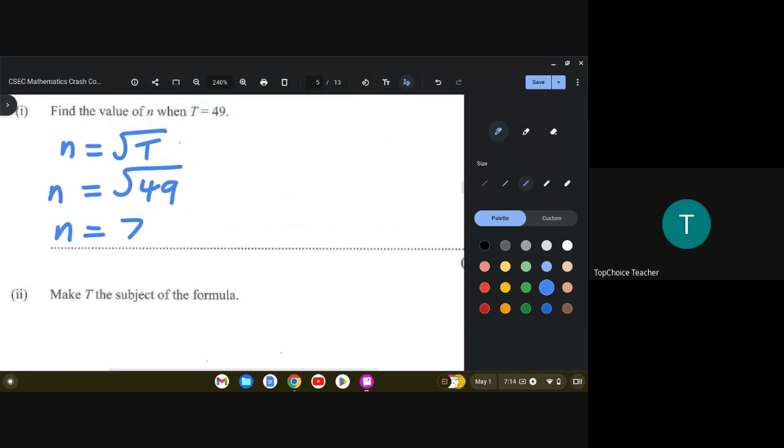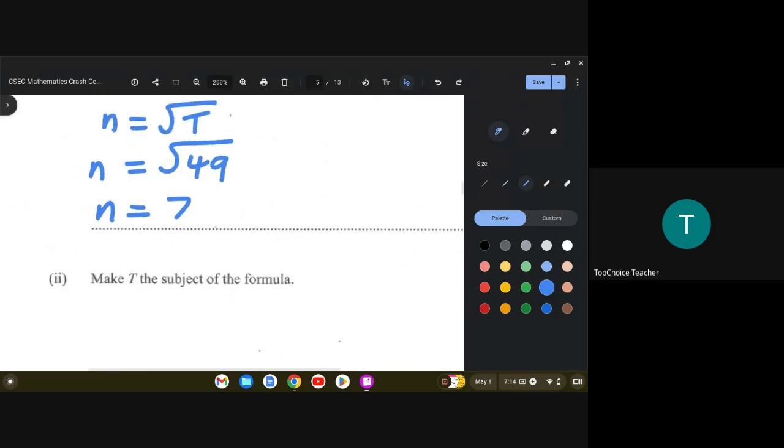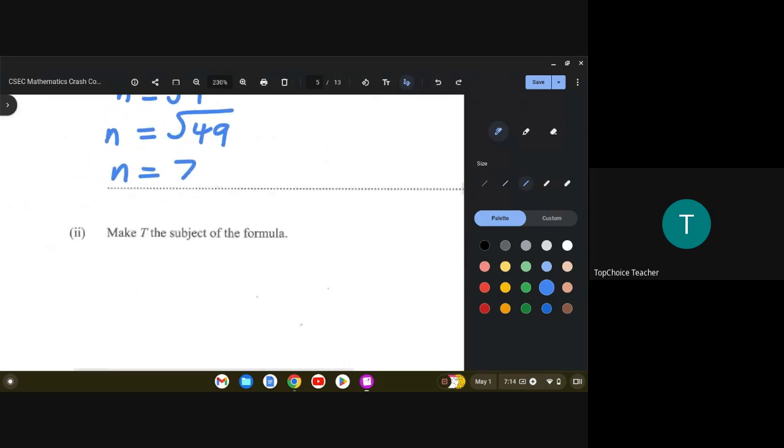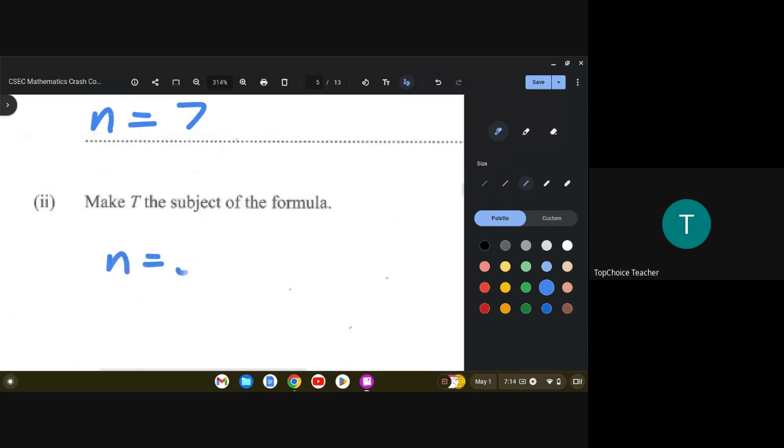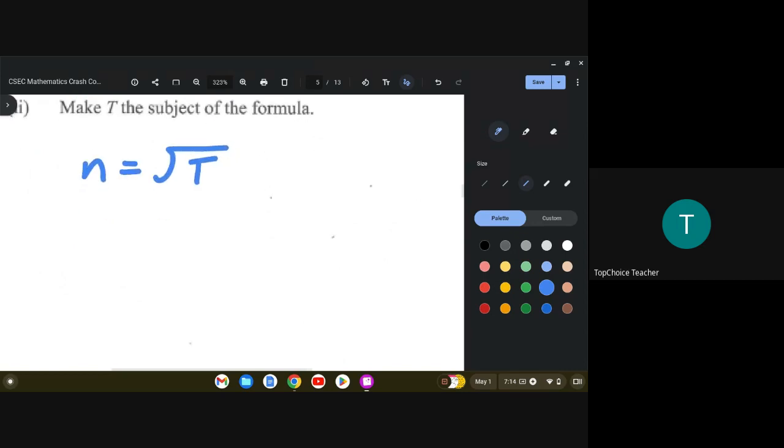Now look at this. Make T the subject of the formula. So how will we do that? I'm going to write back the original equation. The original equation is N is equal to the square root of T. How do we make T the subject of that formula? Do you all have it? Square both sides, sir?